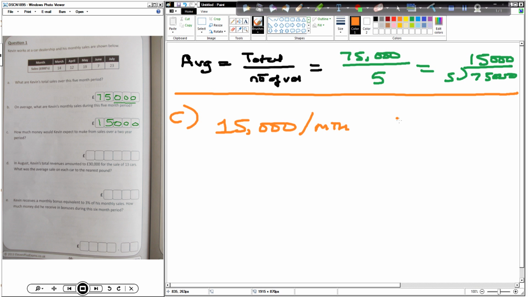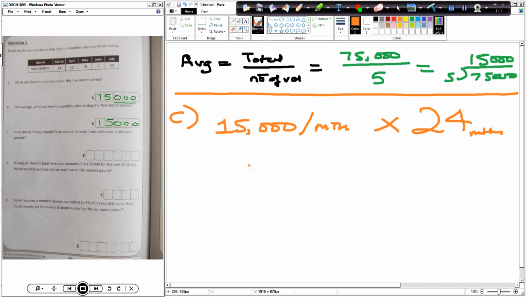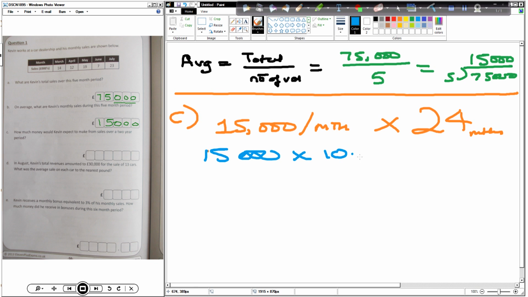Now how many months are there in 2 years? 24 months. So they want us to know how much it will be over a 2-year period. We have to work out 15,000 times 24. You can do it in the traditional long multiplication way, or you can break the question down. Let's break the question down. 15,000 times 10 gives you 150,000.